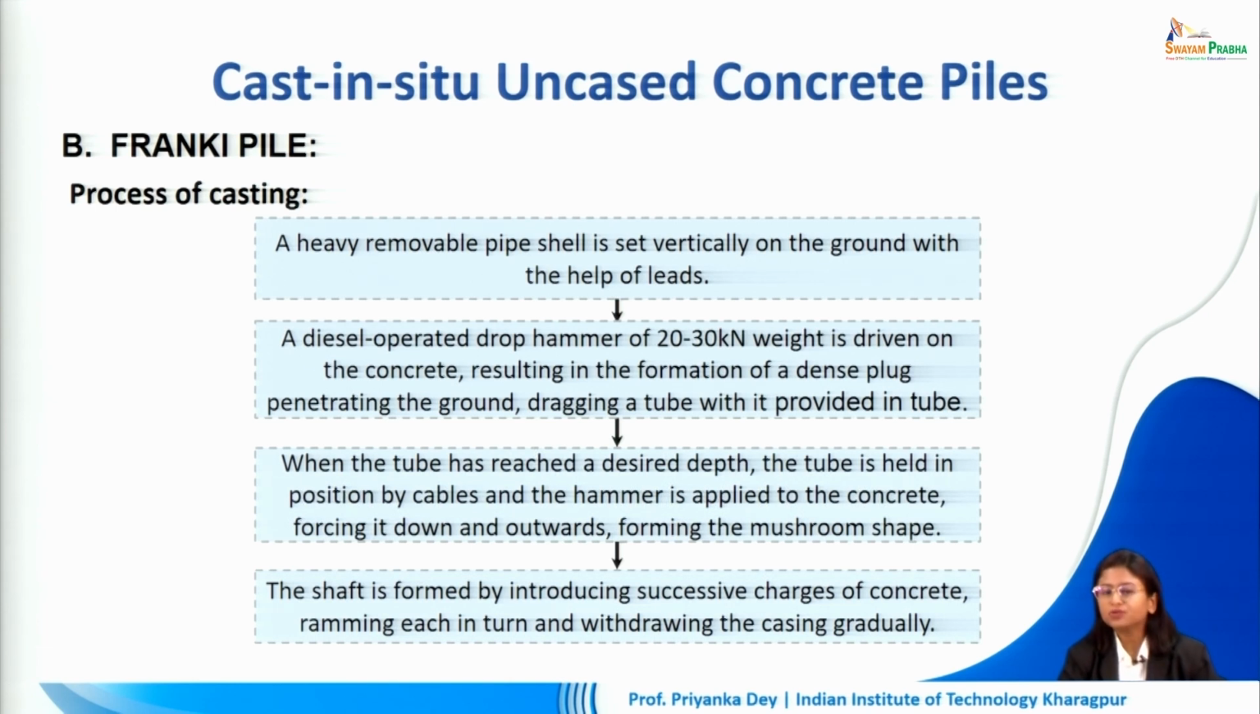When the tube has reached the desired depth, the tube is held in position by cables and the hammer is applied to the concrete, forcing it down and outwards, forming a mushroom shape. Now that is what will help us remember it has a mushroom shape. Now the shaft is formed by introducing successive charges of concrete, ramming each in turn and withdrawing the casing gradually.